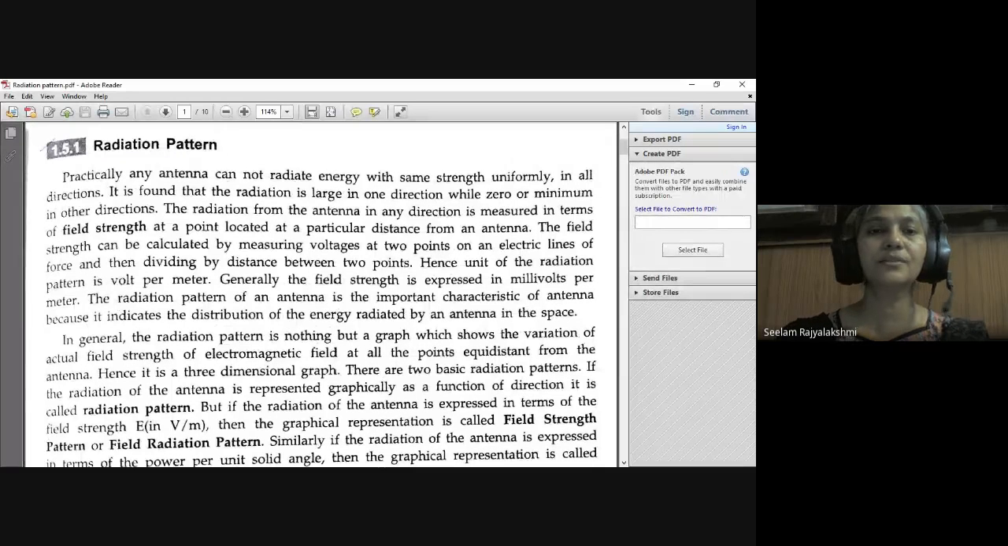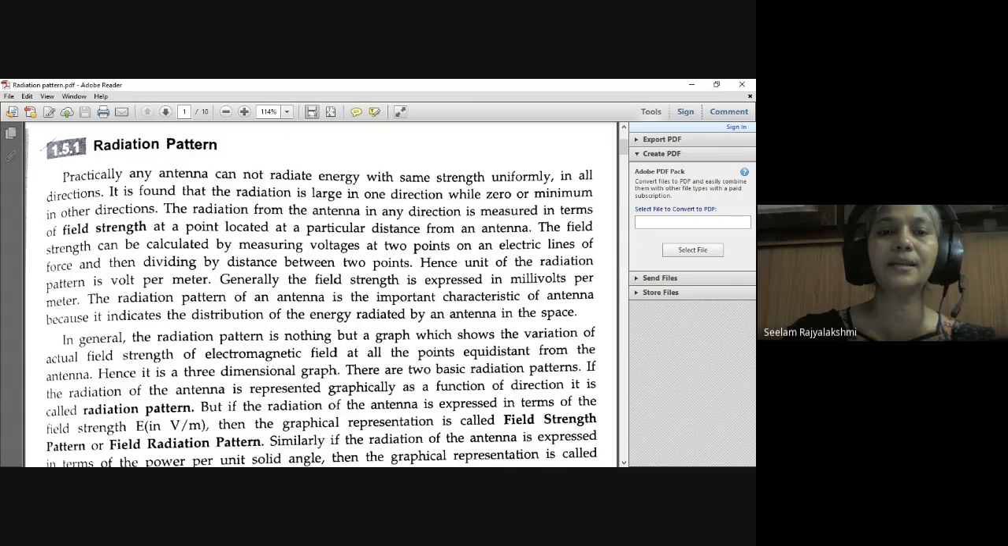Radiation pattern. So let us discuss the radiation pattern. If you consider any antenna, it cannot radiate energy with the same strength uniformly in all directions. Why? Because in a particular direction the energy may be radiated large, but in the remaining directions it may be zero or minimum. That means an antenna can radiate only in a particular direction with a large amount of energy, and in all the remaining directions the radiation may be zero or minimum.